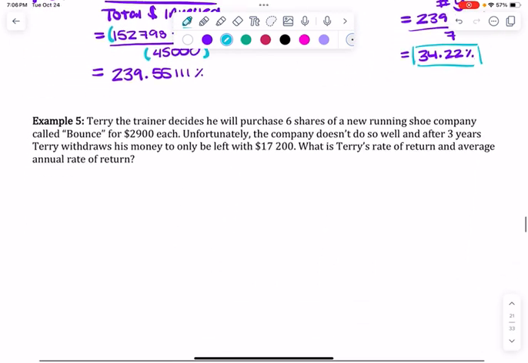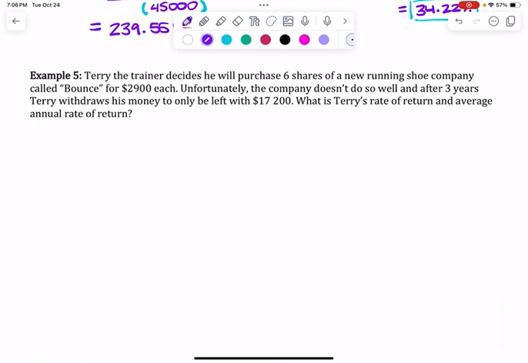All right, we've got one last example, and we've got Terry the trainer. He decides to purchase 6 shares of a new running shoe company called Bounce for $2,900 each. So something to keep in mind, he has 6 shares, and each share is worth this amount. So it's not the total is $2,900, but each of those 6 shares is $2,900. Unfortunately, the company doesn't do so well, and after 3 years, Terry withdraws his money and is only left with $17,200. What is Terry's rate of return and his average annual rate of return?